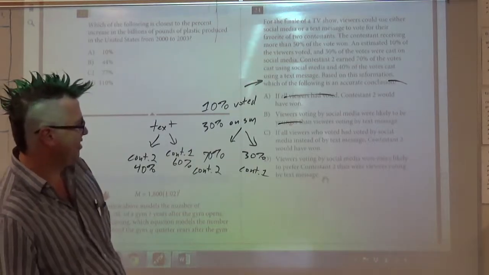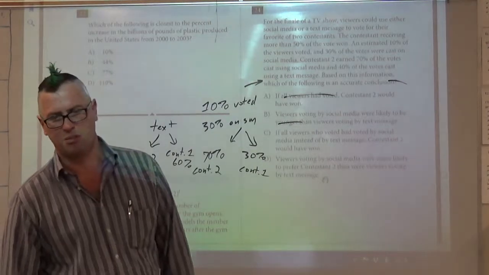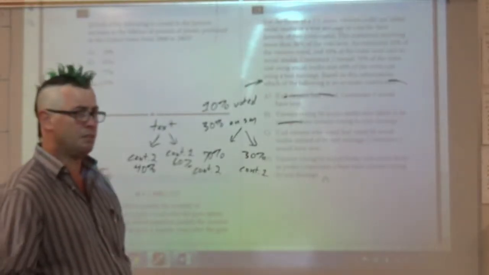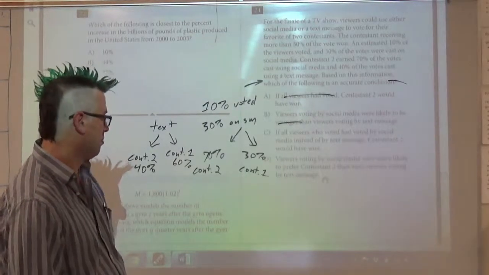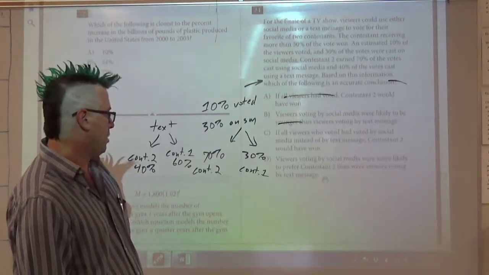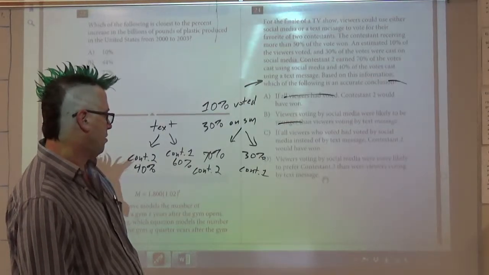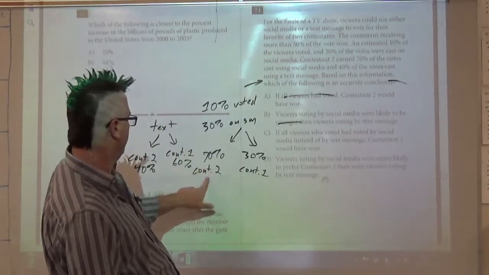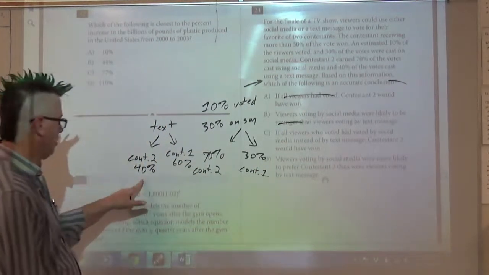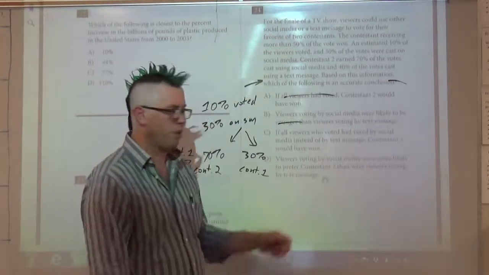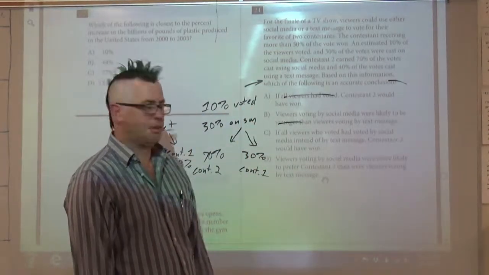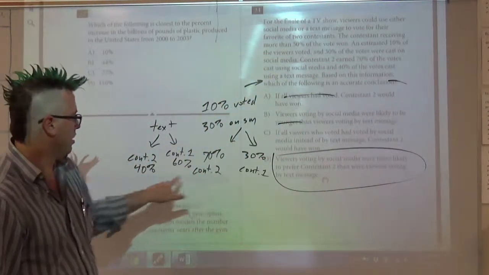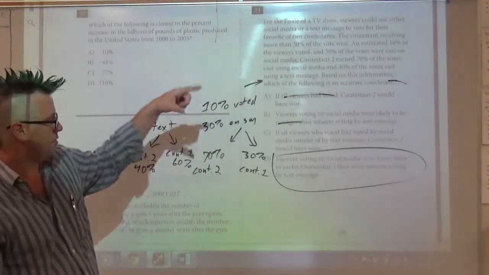Social media. Do you really think someone's going to change their opinion based on whether they're using text or social media? Or do you think they had an opinion separate from that? Probably have one separate from that. Viewers voting by social media were more likely to prefer contestant 2. Yes, this totally sounds reasonable. Social media seemed to prefer contestant 2. Text didn't. We're not really making any broad assumptions about people based on stuff, so this one's going to be D, just because it just summarizes what this says. Everything else is assuming something else.